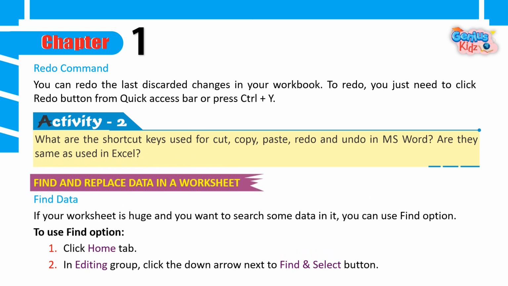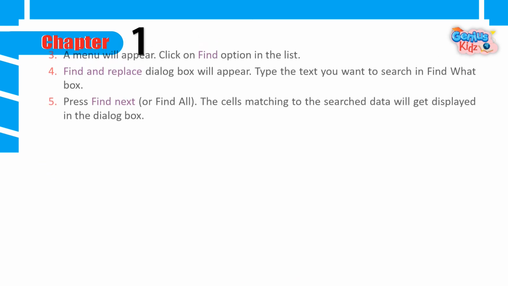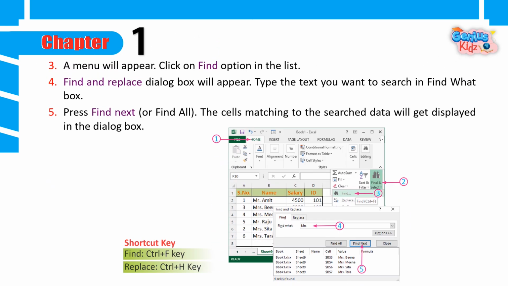Find and replace data in a worksheet. Find data. If your worksheet is huge and you want to search some data in it, you can use Find option. To use Find option, 1. Click Home tab. 2. In Editing group, click the down arrow next to Find and Select button. 3. A menu will appear. Click on Find option in the list.